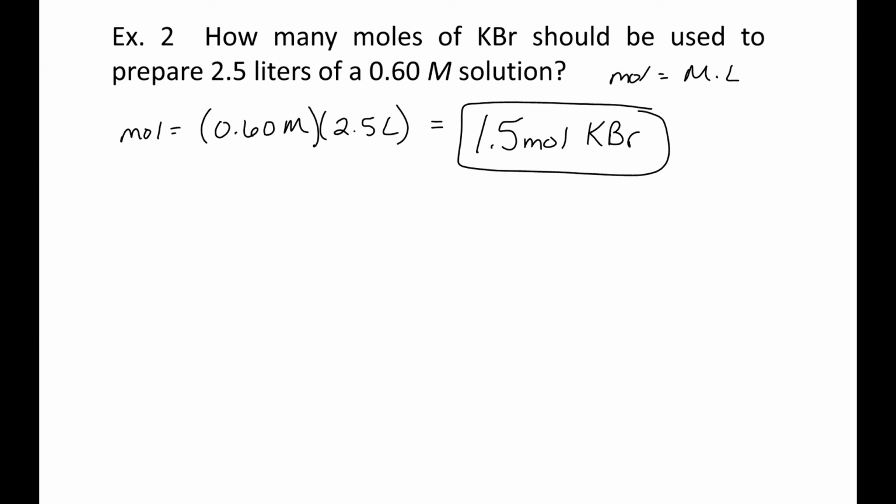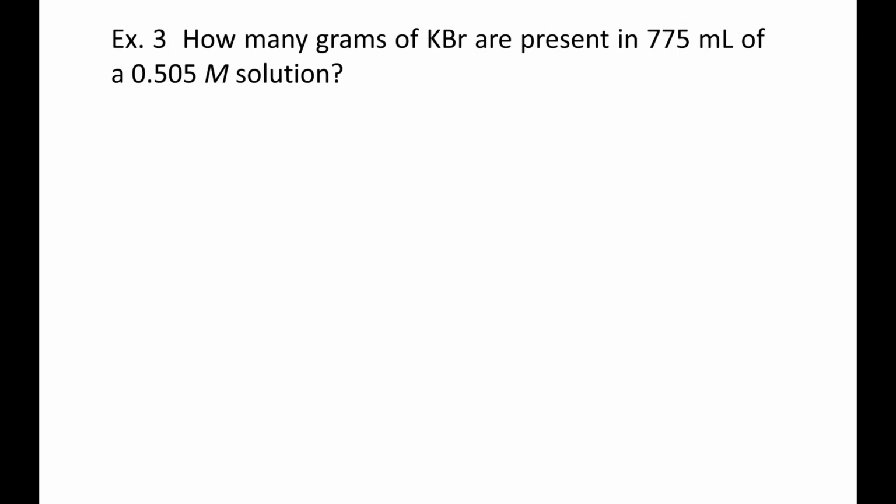Okay, this one's a little harder. It says how many grams of KBr are present in 775 milliliters of a 0.505 molar solution. Well, with molarity, we're dealing with moles and liters only. So we're going to have to calculate the number of moles first and then multiply by the molar mass to get the number of grams. So once again, my equation is moles is molarity times liters. So my moles are 0.505 molar solution. Now remember, we need to turn the 775 milliliters into liters.